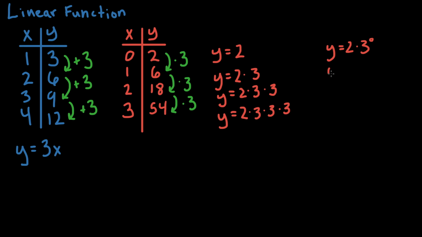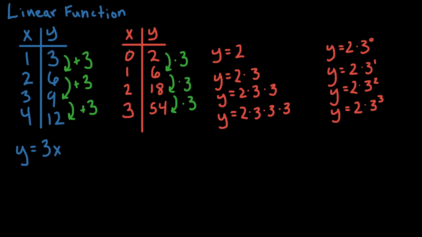And then for the next row, we have y is equal to 2, and then there's 1 3, so I can say times 3 to the 1st power. These have the same value. And then for my third row here, I have 2 3's, so it's going to be 2 times 3 to the 2nd power. And then over here, I have y is equal to 2 times 3 times 3 times 3. I have 3 3's. And so it's going to be y is equal to 2 times 3 to the 3rd power.